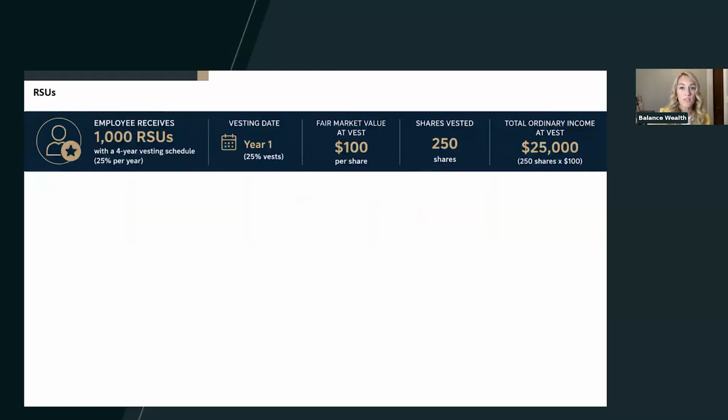Okay. Now we'll go into a specific example. As you can see here, this is showing an employee receives 1,000 RSUs. This is the grant, right? You don't own the stock yet. And the vesting is geared towards a timeline. So it's a 4-year vest with a quarter of the RSUs per year. So in this example, year 1, a quarter of that vests. So you get 250 shares. When they vest, that comes with a fair market value of $100 per share. So you pay ordinary income tax on that vesting date on $25,000.